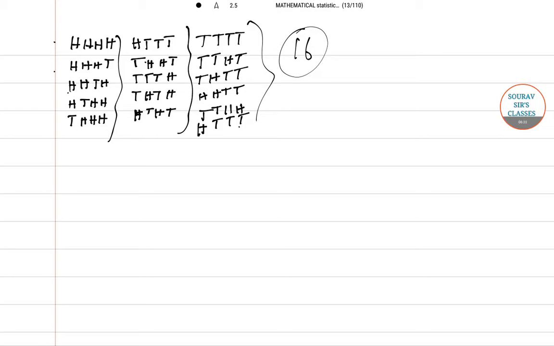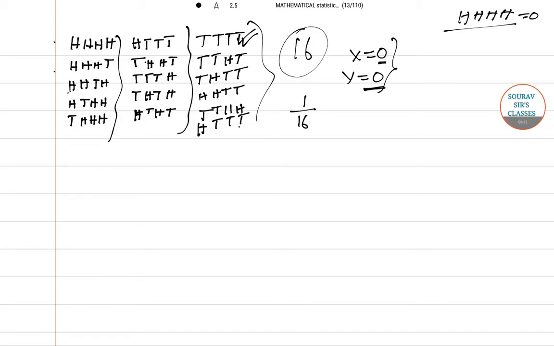So if you remember, in the first case x was equal to 0, that is the number of heads equals 0, and y was equal to 0. That is the maximum string of heads was 0. So in this case, x equals 0, that is no head, there is only one case. This is why we had written 1 by 16.